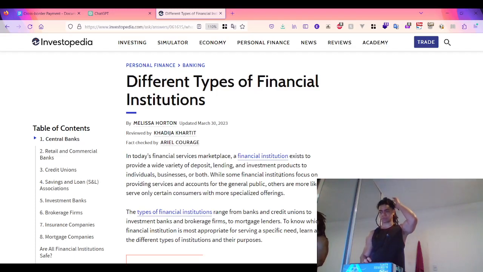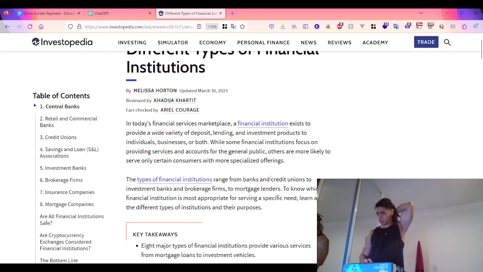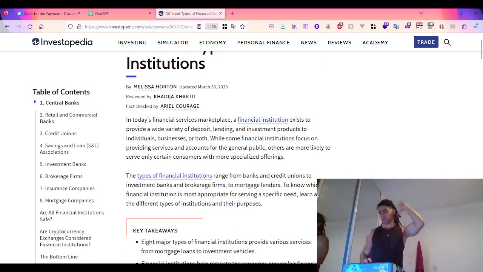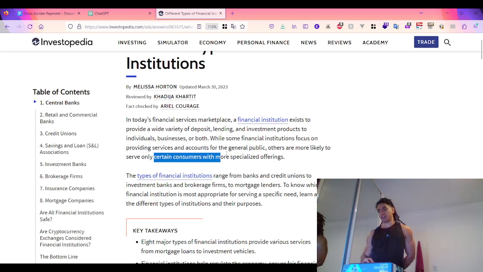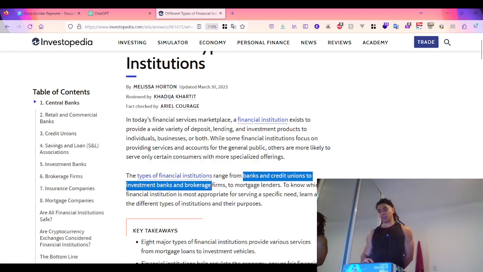So, for example, a certificate of deposit with short-term maturity. While some financial institutions focus on providing service and accounts for the general public, like the vast majority of banks, others are more likely to serve only certain customers with more specialized offerings. So the types of financial institutions range from banks and credit unions to investment banks and brokerage firms.